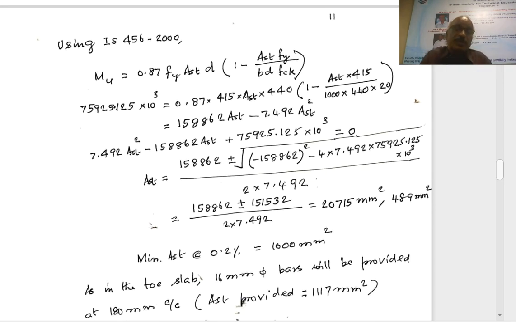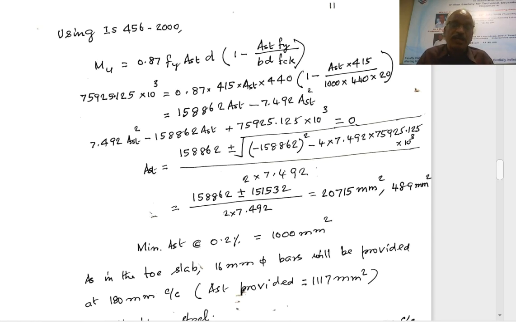So design of reinforcement, we know the bending moment and all other values are already discussed. So the reinforcement is 489. 489 is very less, so you go for minimum steel. Minimum is 1000 mm square. That also we have got it recently.